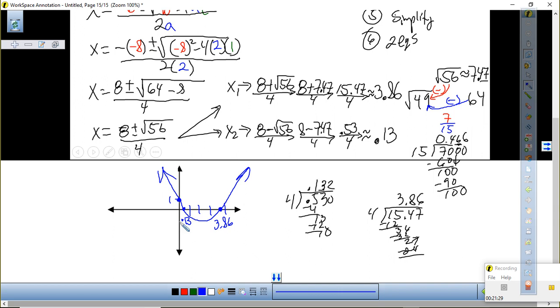Why, once you reach the point 1, why don't you just make a straight line from there? Because then it wouldn't be a parabola. Parabolas are in curved form.